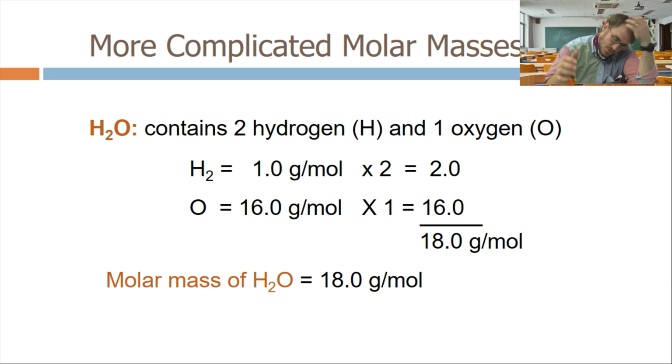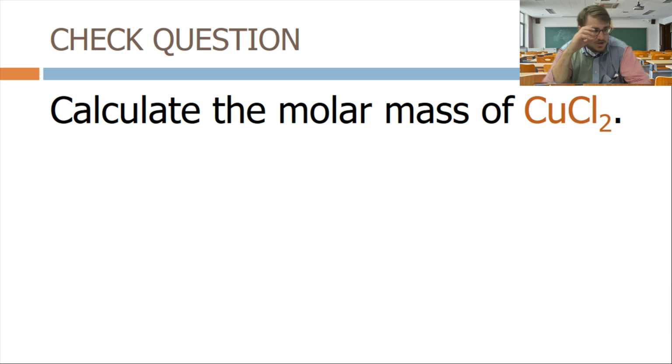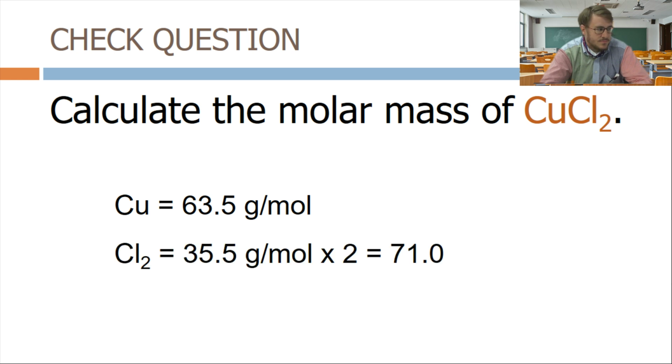Shocking. So we're calling that atomic mass also the molar mass. A little quick check question. What's the molar mass of CuCl2? Copper, 63.5. Chlorine, 35.5 grams per mole.